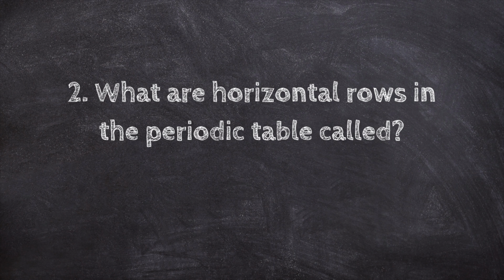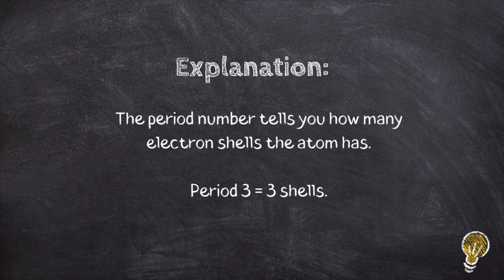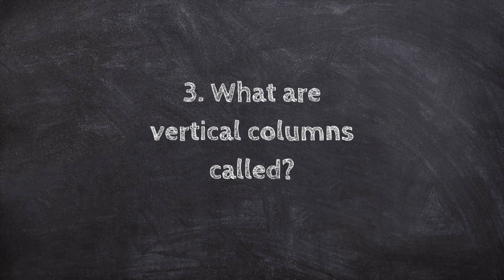Question 2. What are horizontal rows in the periodic table called? Don't rush this. Rows go across. They're called periods. And here's why that matters. The period number tells you how many electron shells an atom has. So if an element is in period 3, it has 3 electron shells. Rows equals shells.